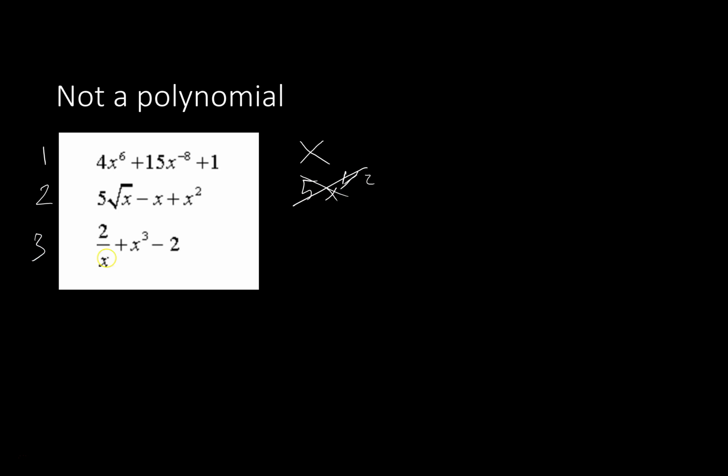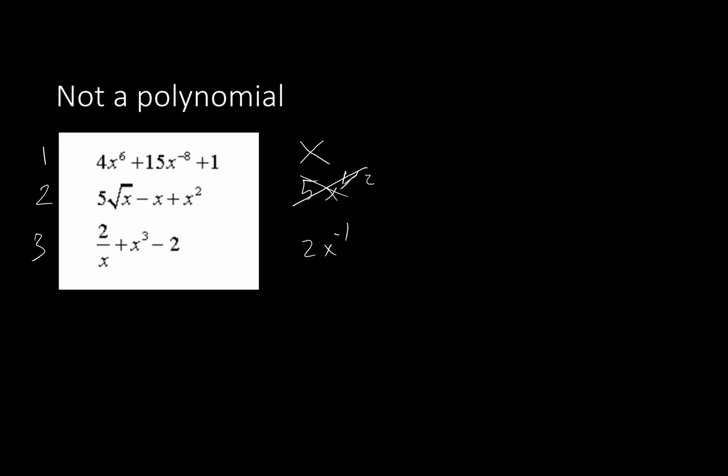Last one, number 3, it's this variable in the denominator. Variable in the denominator, again, would actually be written 2x to the negative 1. Can't have a negative number there to be a polynomial. So radicals or not. Okay, so look at this one.